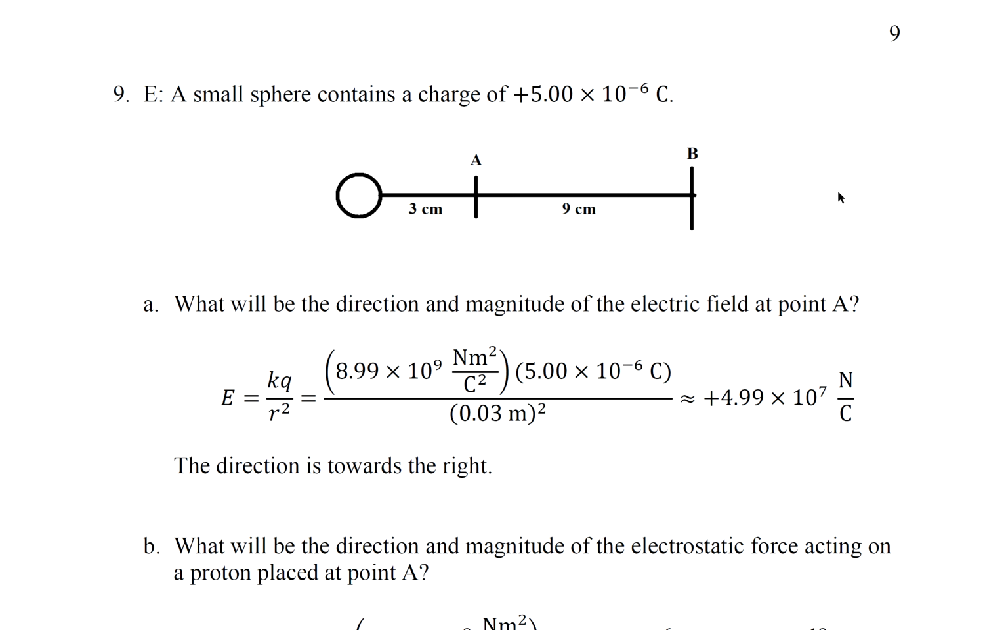Question 9. A small sphere contains a charge of 5 times 10 to the minus 6 coulombs. What will be the direction and magnitude of the electric field at point A? So let's put a test charge at point A. That test charge is always positive. If you put a positive test charge at point A, it's going to be pushed to the right from that sphere.